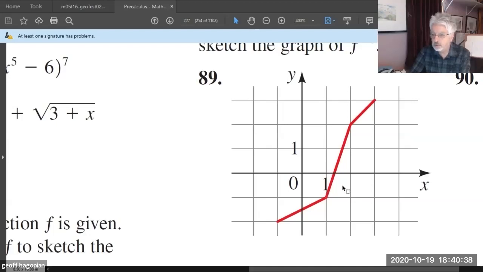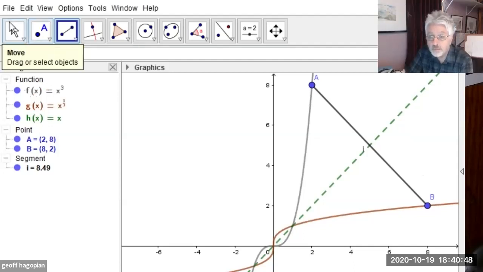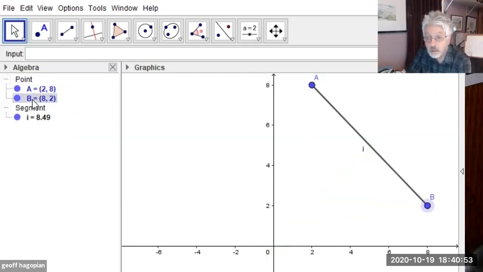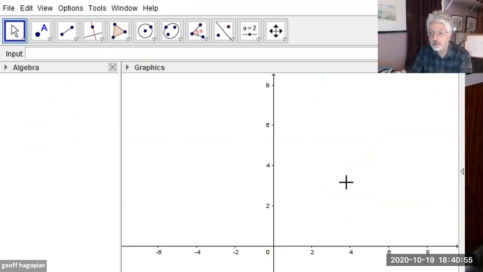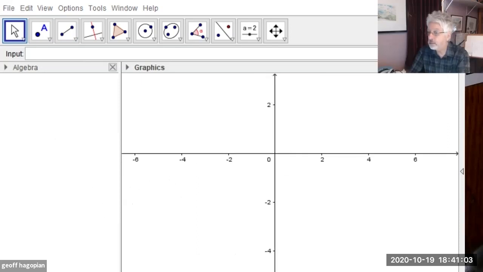Let's do this in GeoGebra. So I'm going to transfer this over to GeoGebra, which is here. Okay, and we can get rid of this stuff. And I'm going to plot this function just by drawing these segments, okay? So I have a segment from, let's zoom in a little bit here.